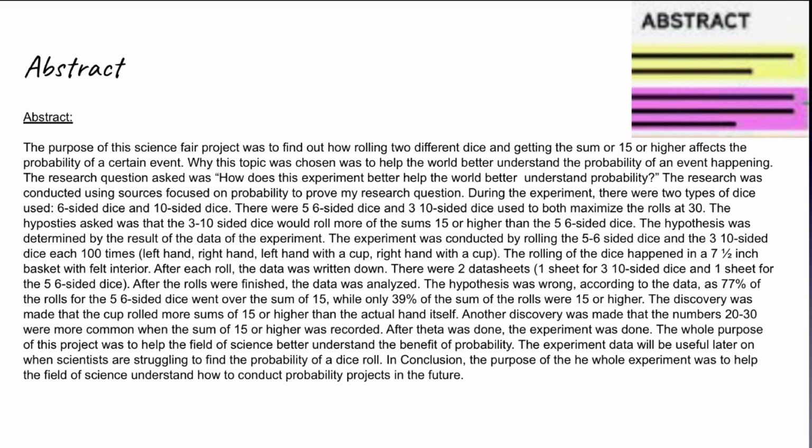The experiment was conducted by rolling the 5 6-sided dice and 3 10-sided dice 100 times each, with the left hand, right hand, left hand with the cup, and right hand with the cup. Rolling the dice happened in a 7.5-inch basket with felt interior. After each roll, the data was written down. There were 2 data sheets, 1 sheet for the 3 10-sided dice and 1 sheet for the 5 6-sided dice. After the rolls were finished, the data was analyzed, and the hypothesis proved to be wrong significantly based on the data of the experiment.